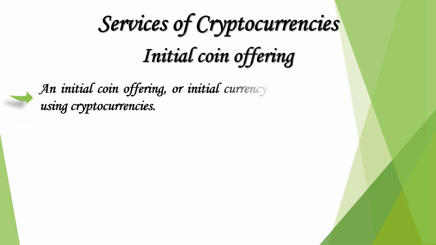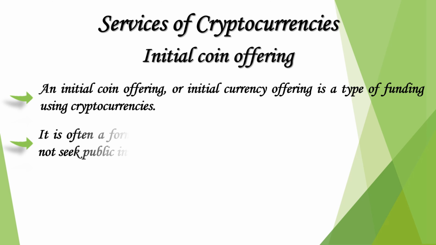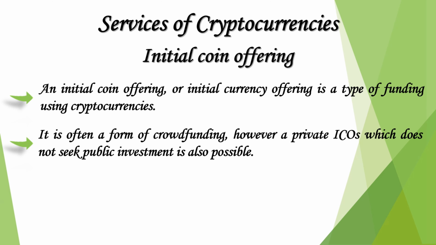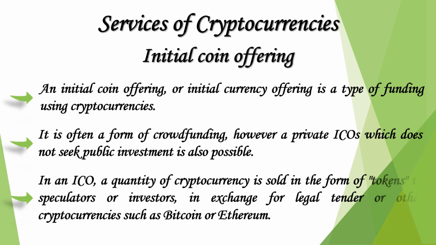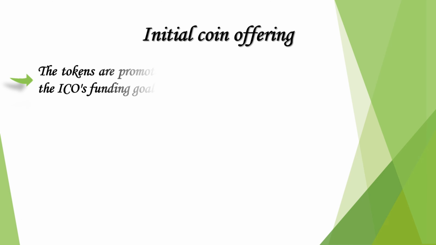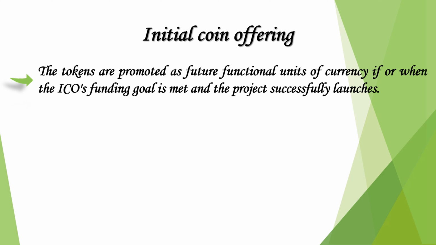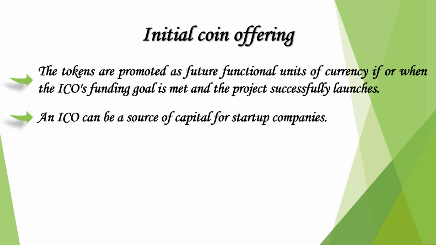Initial coin offering. An initial coin offering, or initial currency offering, is a type of funding using cryptocurrencies. It is often a form of crowdfunding, however a private ICO which does not seek public investment is also possible. In an ICO, a quantity of cryptocurrency is sold in the form of tokens to speculators or investors, in exchange for legal tender or other cryptocurrencies such as Bitcoin or Ethereum. The tokens are promoted as future functional units of currency if or when the ICO's funding goal is met and the project successfully launches. An ICO can be a source of capital for start-up companies.